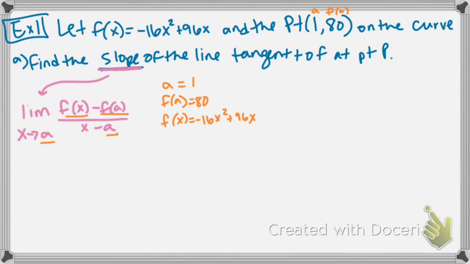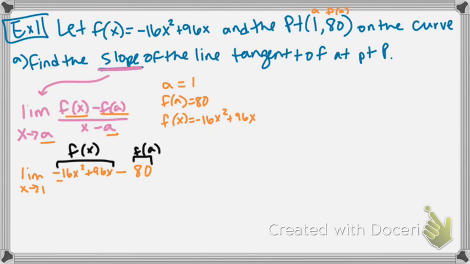Okay, and so now what we're going to do is just replace everything. So this is not as x approaches a anymore. I'm going to say the limit as x approaches 1 of my function, negative 16x squared plus 96x. So that was your f of x. Hold on, let me mark it up because you'll want to see this marked up for later. So this is your f of x, minus, now I need to put my f of a in there. My f of a is 80, all over x minus a, your x value.